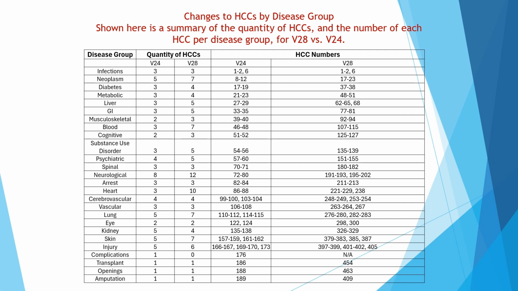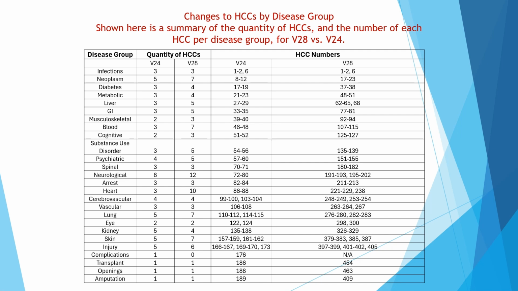402, 405. Complications, quantity of HCCs for V24 is 1 while V28 is 0. HCC numbers for V24 is 176 and V28 is not applicable. Transplant, quantity of HCCs for V24 is 1 while V28 is 1. HCC numbers for V24 is 186 and V28 is 454.